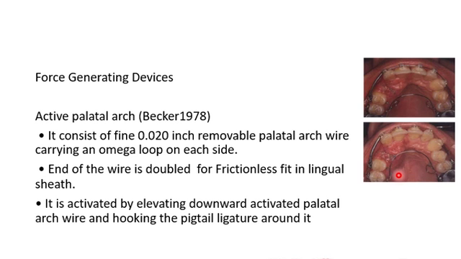It consists of a fine 0.020 inch removable palatal arch wire carrying an omega or helix on each side. The end of the wire is doubled for a frictionless fit in the lingual sheath. It is activated by elevating the activated palatal arch wire and hooking the pigtail ligature around it.